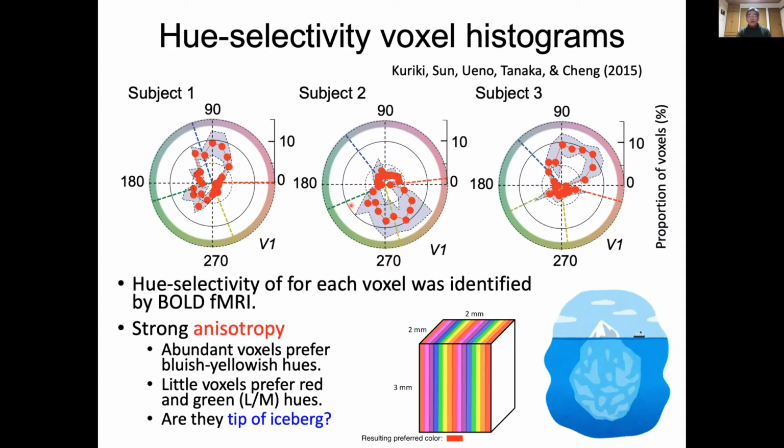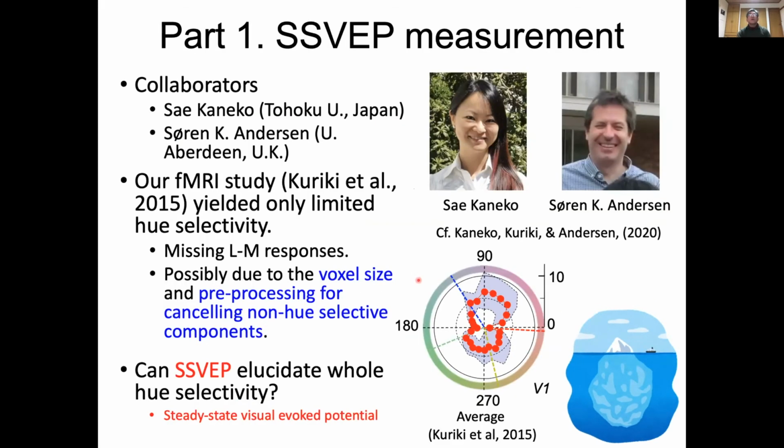Sorry, I don't know why it is not moving. Okay, in order to overcome this issue, we introduced an EEG recording technique called SSVEP, the steady state visual evoked potential, to see whether we can record a much broader distribution of hue selectivity in the cone opponent space. These are the collaborators, Sae and also Soren Andersen from the UK. Sae mostly conducted the experiment in this study.